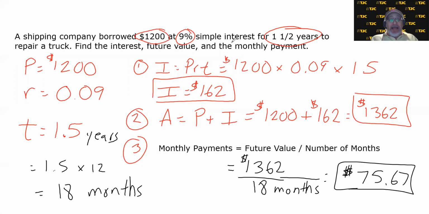So monthly payments is not that hard to calculate when it comes to simple interest problems. You just ask yourself, how much do I owe you, which is the principal plus the interest, and how many months am I going to pay it out over? And then just do a division problem. Very simple.